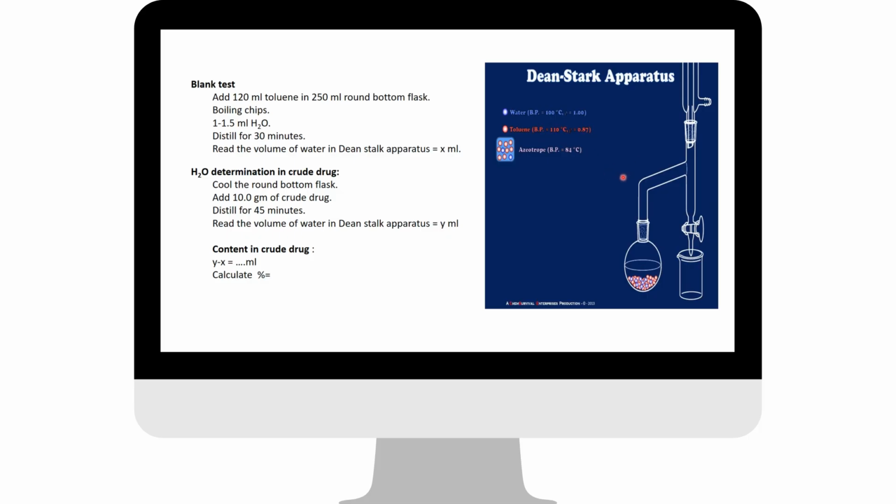Now we can see first what the different parts are. This is the round bottom flask, right, in which we will keep our water, drug, whatever the material is. This is the tube through which the vapor will pass and reach the condenser, and the condenser condenses the vapor into the liquid phase, and here the liquid phase will be trapped, and we can measure the reading from this side. So these are the basic parts of this Dean-Stark apparatus.